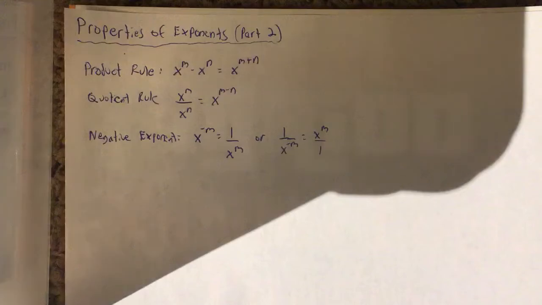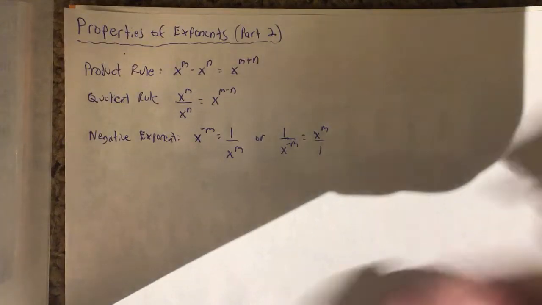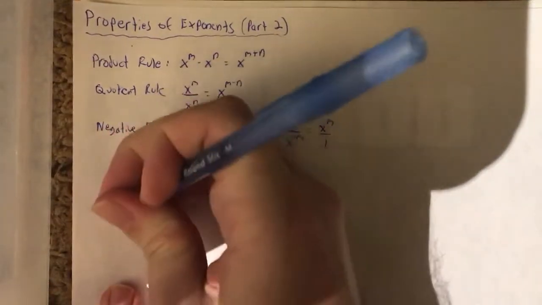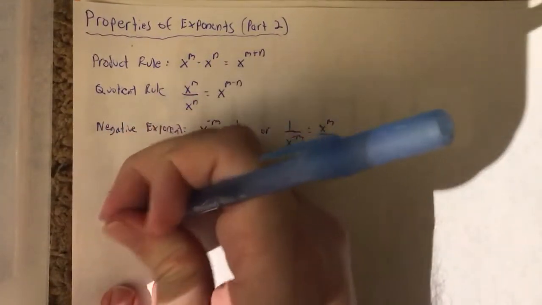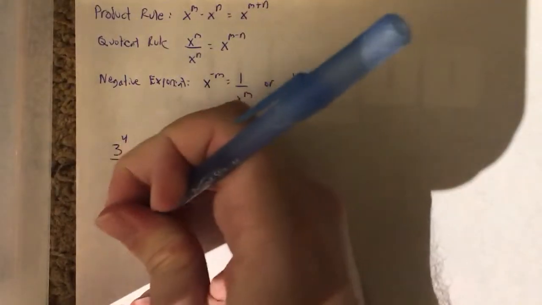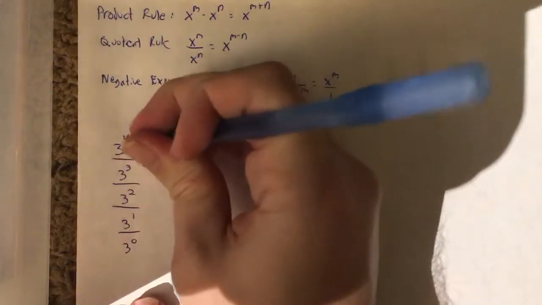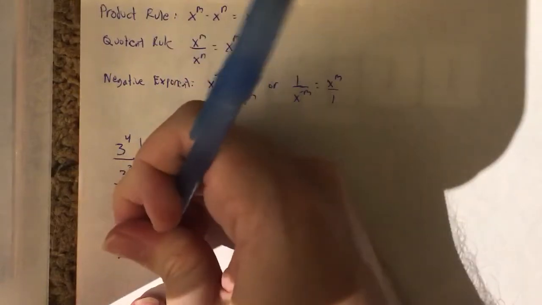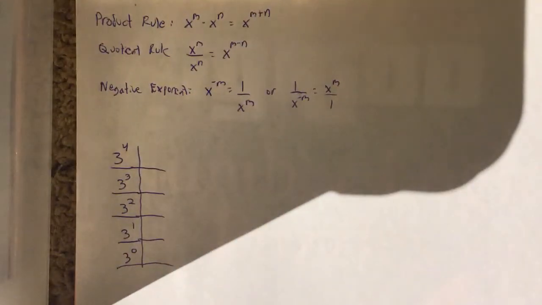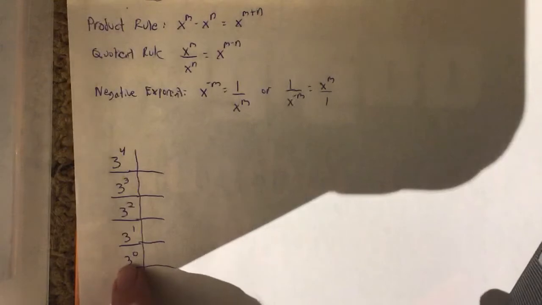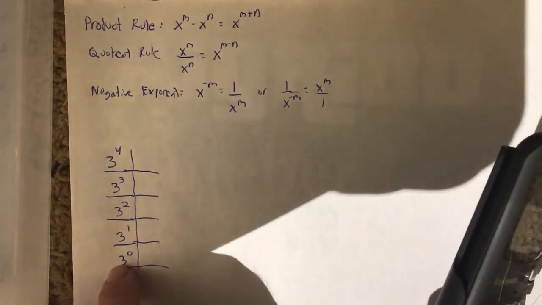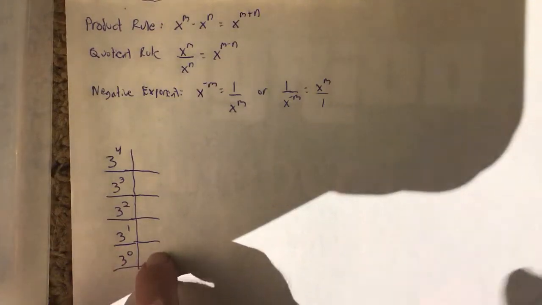Now we're going to get into our zero exponent rule. I'm going to make a quick table. I'm going to do 3 to the 4th, 3 to the 3rd, 3 to the 2nd, 3 to the 1st, and 3 to the 0. What I'm trying to figure out, without using a calculator, is what an exponent raised to the 0 power equals.